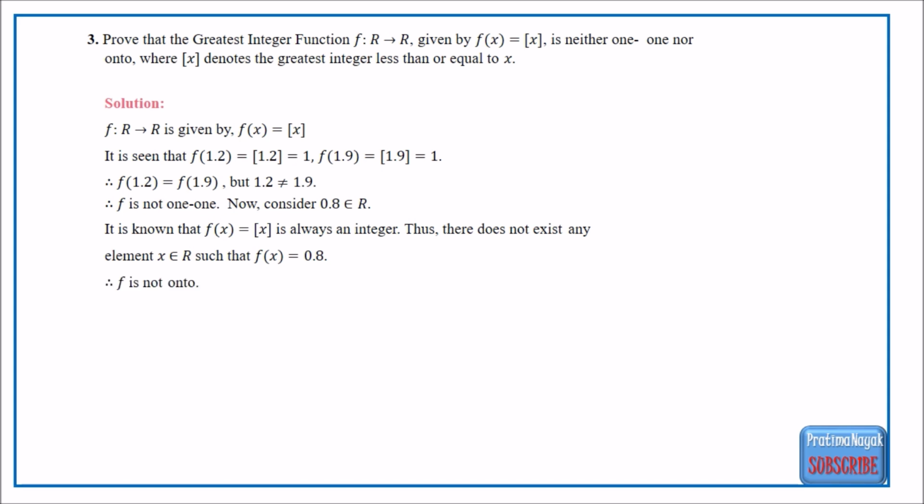So f is not onto. Hence the greatest integer function is neither one-one nor onto.